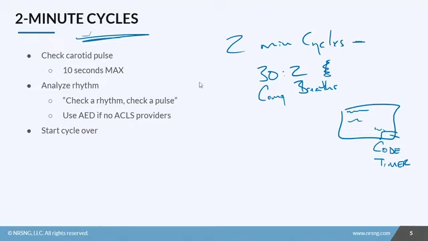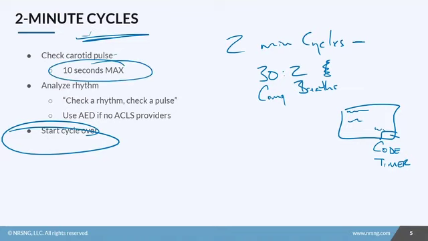But the thing you want to remember here is everything's on a 2-minute cycle. You're going to do these compressions. At the end of the 2-minute cycle, you're going to start this guy over. This is where you can switch out people that are doing compressions, switch out people that are doing breaths. This is going to be your opportunity. But at the end of the 2-minute cycle, you're going to check a rhythm, check a pulse. So you get 10 seconds to do that. So you're going to do your 30 to 2. You're going to do this for 2 minutes, check a rhythm, check a pulse.